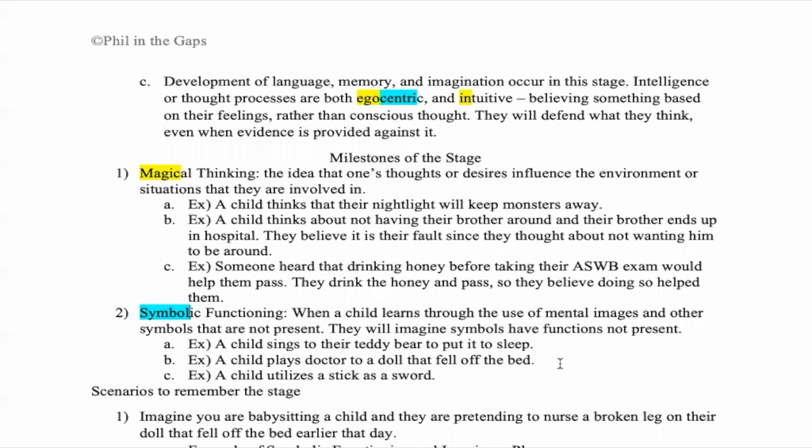Magical thinking, they believe that objects and their thoughts have magical powers, while symbolic functioning, they allow for a symbol or an object to have functions that are not actually present within the context of the situation.